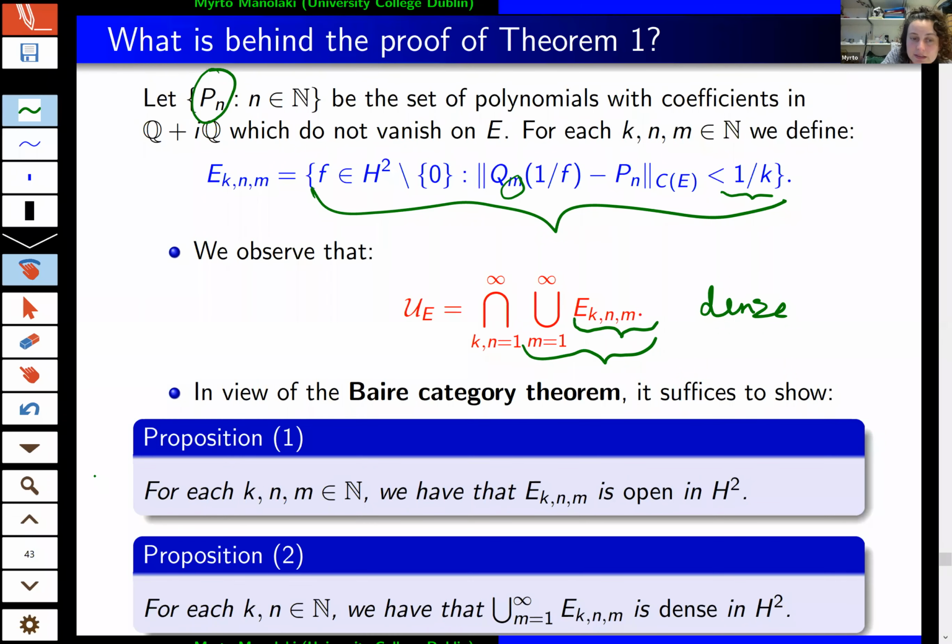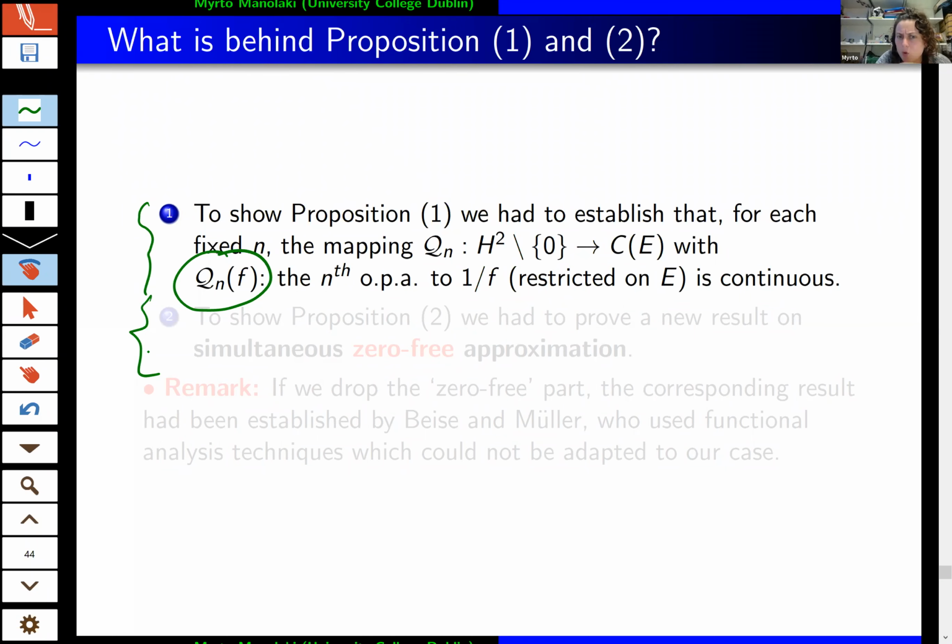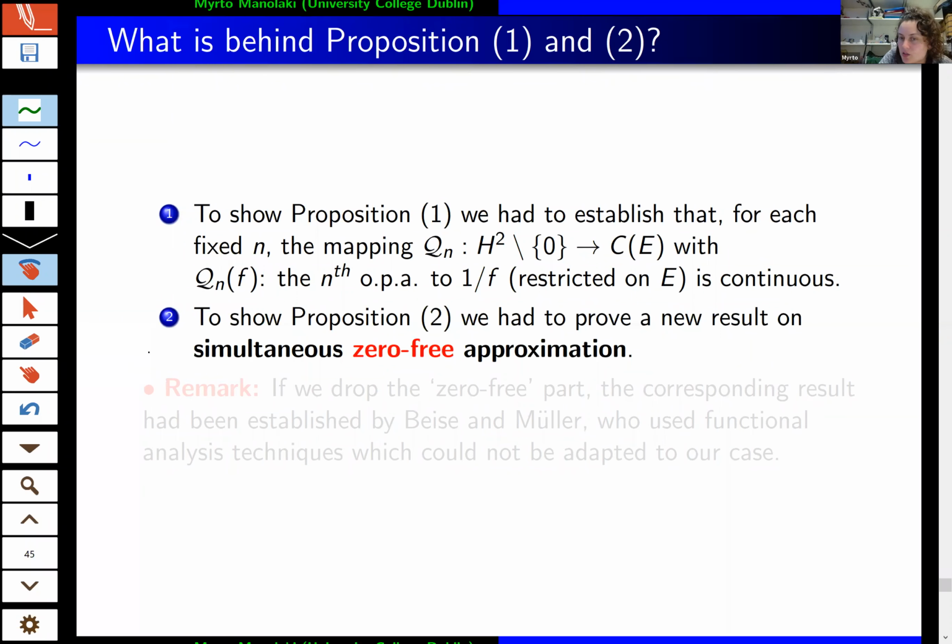The first one just showed that the mapping sending an f to the nth optimal approximant of 1 over f, restricted on the set where I have an approximation, is continuous, which was not hard to prove. It's just playing a little bit with the structure of optimal approximants. But this proof works for a certain category of spaces. What was the hardest one was proposition 2, that this union that I wrote is dense.